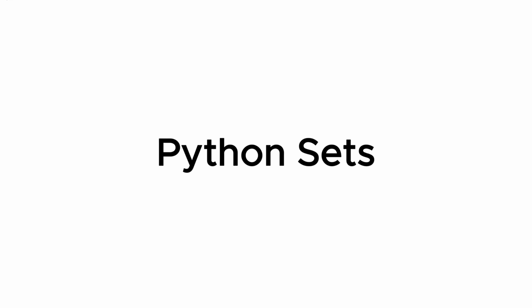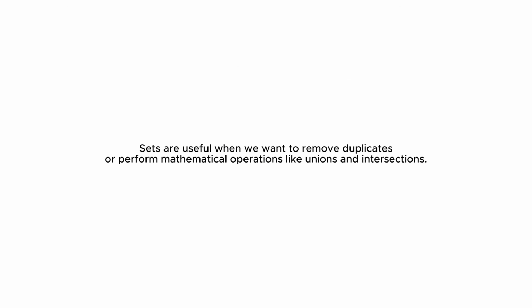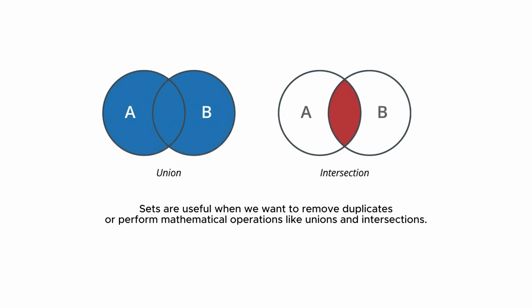Today, we are learning about Python sets. A set is a data structure used to store unique items. That means duplicates are not allowed and they are also unordered, meaning the elements do not have a fixed position like we have in lists. Sets are useful when we want to remove duplicates or perform mathematical operations like unions and intersections.